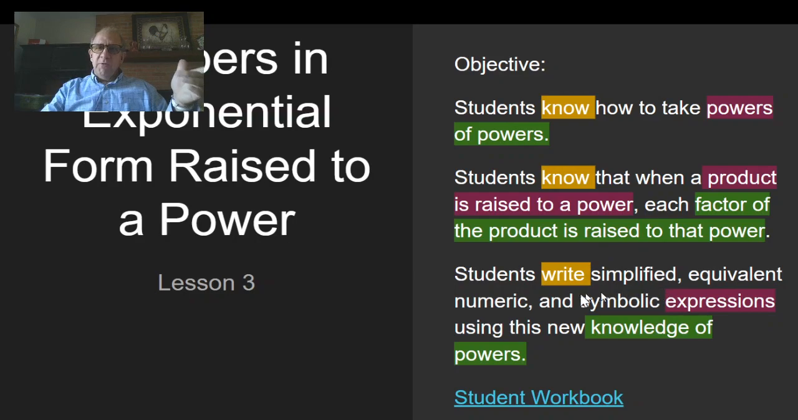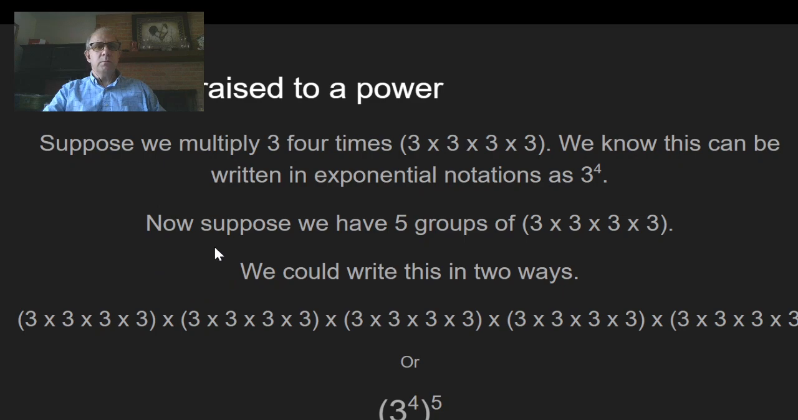Students write simplified equivalent numeric and symbolic expressions using this new knowledge of powers. So instead of writing 3 to the power of 4 5 times, what am I going to write? Okay. Exponents raised to a power. Suppose we have 3 4 times. 3 times 3 times 3 times 3. We know that's an exponential notation of 3 to the power of 4.